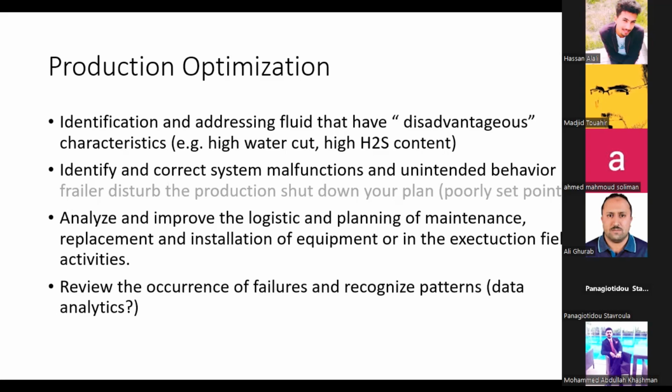This is the new term in the oil and gas industry: reviewing the occurrence of failures and recognizing the pattern. It's related to data analytics, data science, and some machine learning algorithms. We are now working on some projects on ESPs, trying to collect failure data from the ESPs and find some patterns in that data, to build an optimization workflow based on that result. So this is a new area in the oil and gas industry, working with data analytics and data science, and it is also part of the optimization steps.